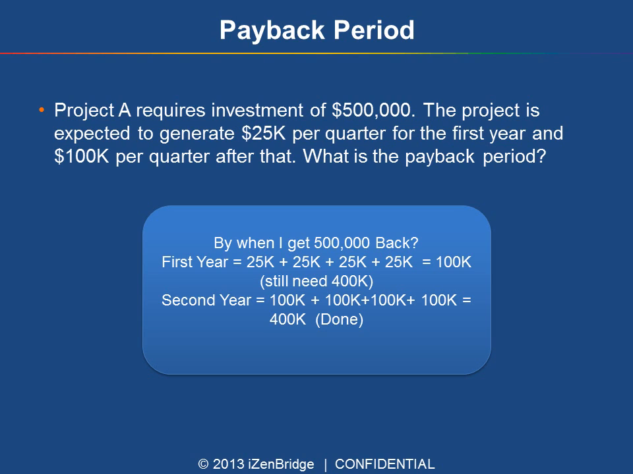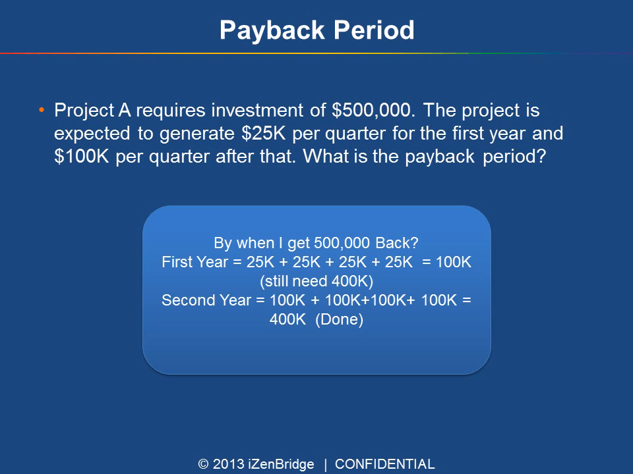Now how do we do it? We can think of the first year: 25, 25, 25, 25. So at the end of the year we will get 100,000. In the second year, since a quarter means 3 months and 1 year has 4 quarters, I will get 400,000. So in 2 years' time I will get my 500,000 back. So for the given project, the payback period is 2 years.